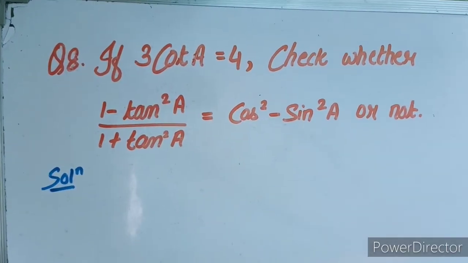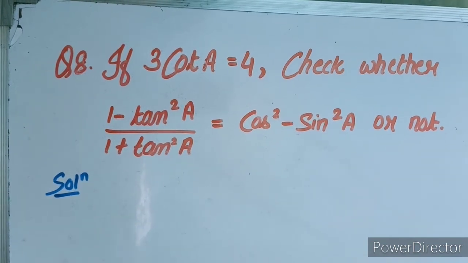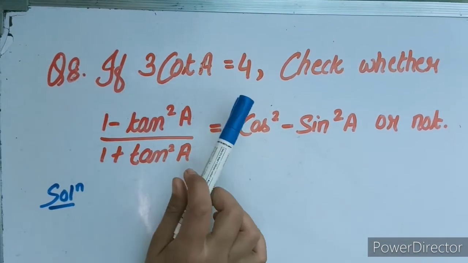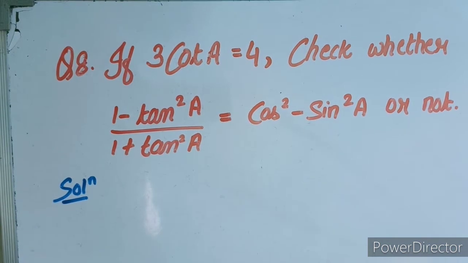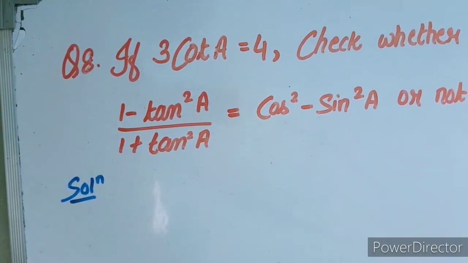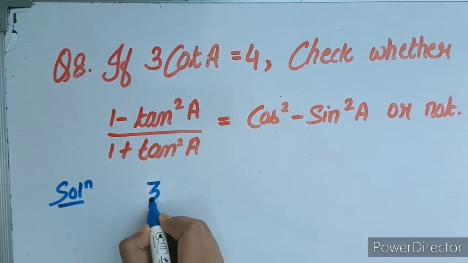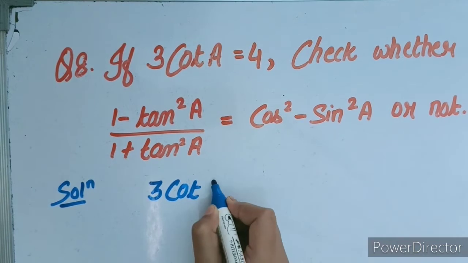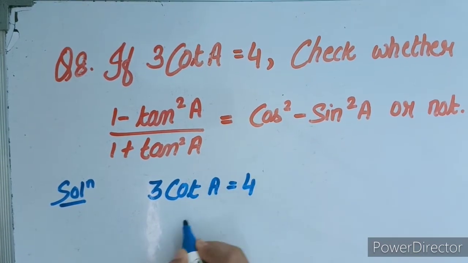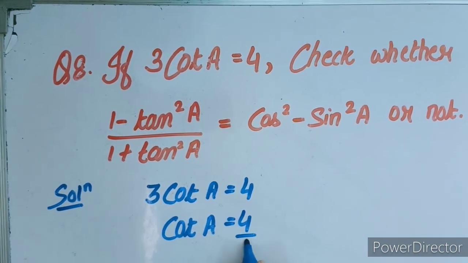Students, today we are going to cover question number 8 of exercise 8.1, in which it is given that 3 cot A is equal to 4, and we have to check whether LHS is equal to RHS or not. So firstly we are going to take the given thing, that is 3 cot A is equal to 4. From here we can say that cot A is equal to 4 by 3.